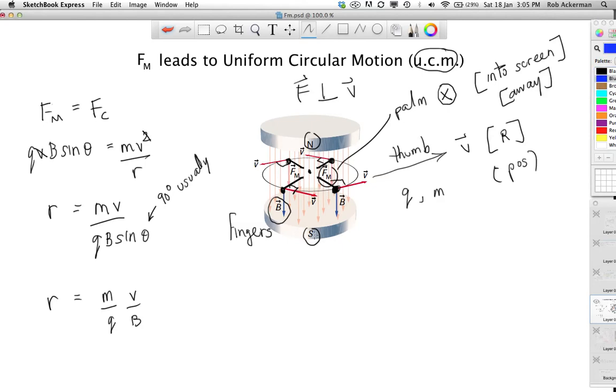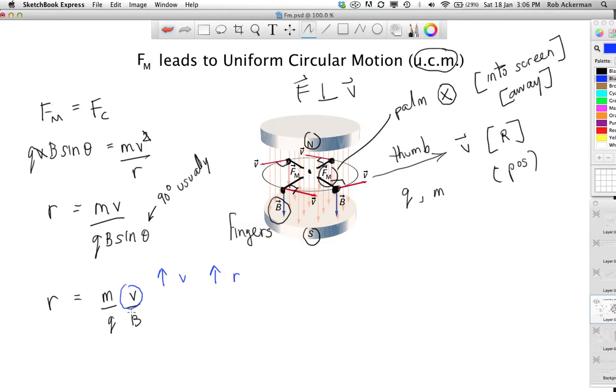Let's look at the letter v. This is in the numerator, so it's telling you that as you increase the speed of the particle, you increase the radius of the circle it makes. Does this make sense? Sure, it makes sense. It's like you trying to drive your car in a circle, or ride your bike in a circle, or run in a circle. The faster you're going, the larger the radius.